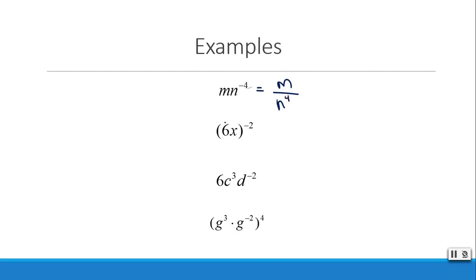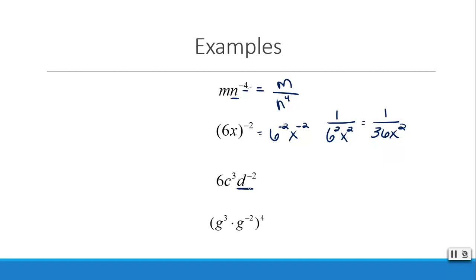Now this one's a little bit different because the whole thing is in parentheses. So what this means is 6 to the negative 2, and it also means x to the negative 2. Whereas this one, the only thing being raised to the negative exponent was the n, not the m. So what's going to happen is both of these are going to drop down to the denominator to make them positive. So 6 times 6 is going to give us 36. So this would be 1 over 36 and then x squared.